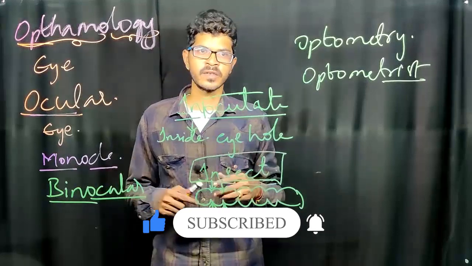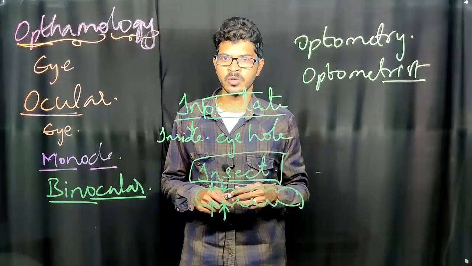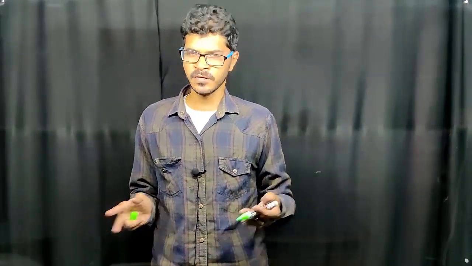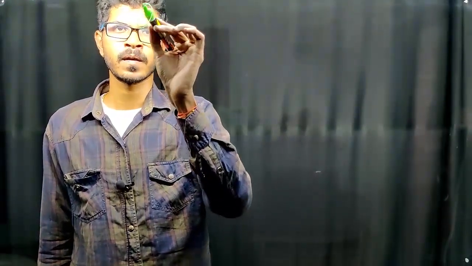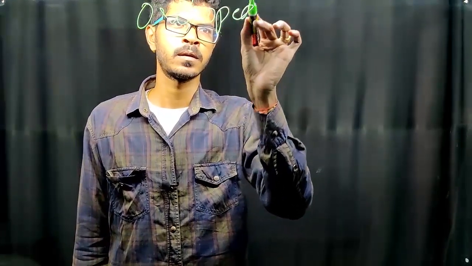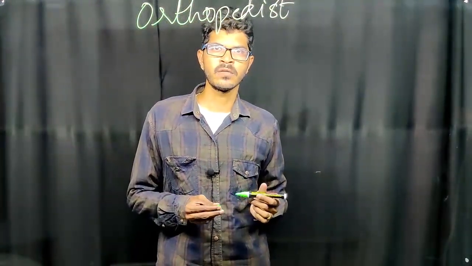The next topic after this is orthopedist. An orthopedician, orthopedist. Unlike all the other topics that we have discussed till now, this is going to be a little different one. Its origin, the way it is used is also a little different one. Orthopedist. So who is an orthopedist and what does he do?